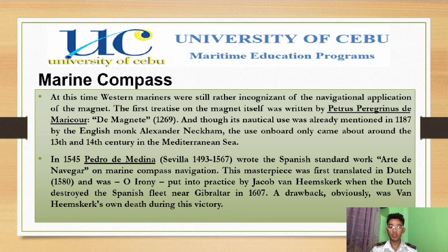This masterpiece was first translated to Dutch in the 1580s and was put into practice by Jacob van Heemskerk when the Dutch destroyed the Spanish fleet near Gibraltar in 1607. A drawback, obviously, was van Heemskerk's own death during this victory.